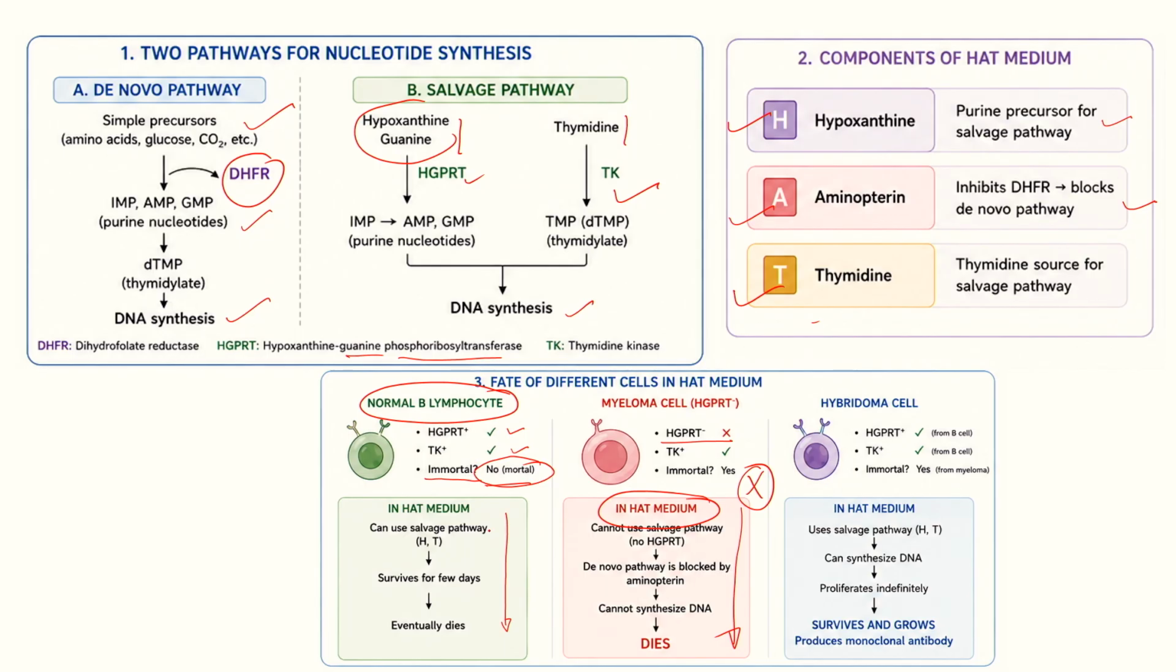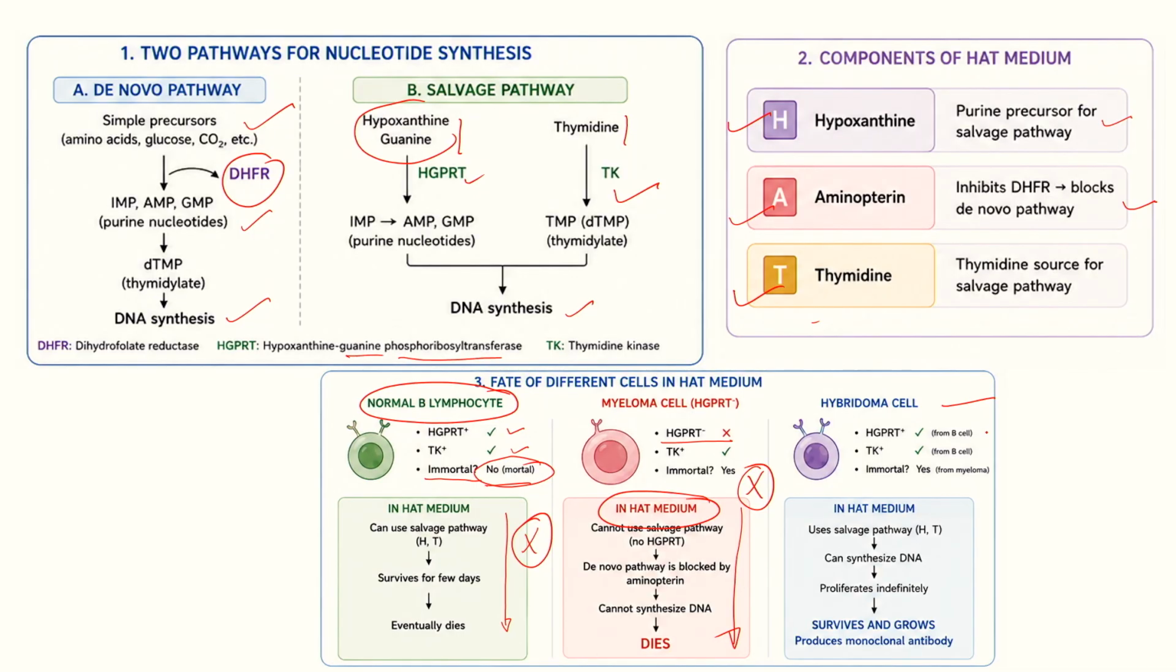The lymphocytes will survive for a while, but since they are not immortal, they will eventually die after some time. This cell will also not survive for a longer duration. While the hybridoma cell has both properties: it is HGPRT positive, thymidine kinase positive, and immortal also. So they can do both the salvage pathway and the de novo pathway.